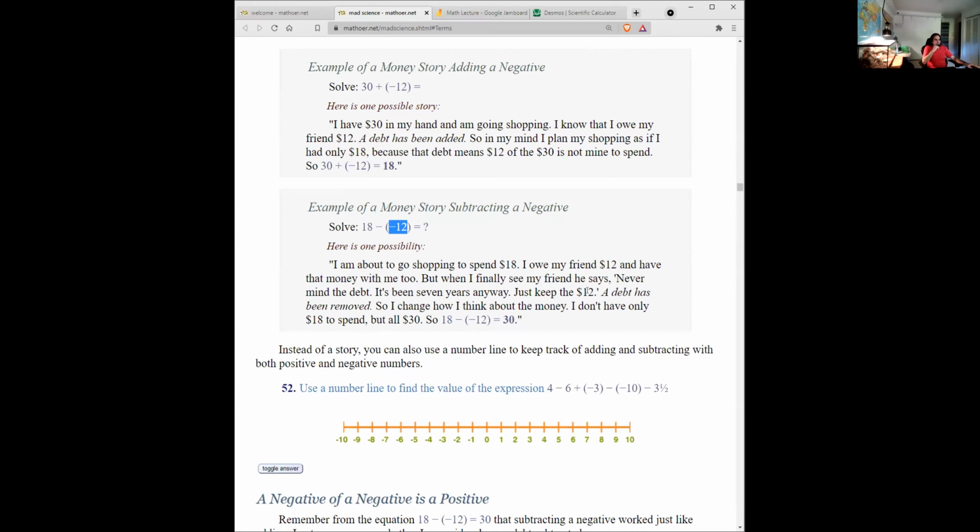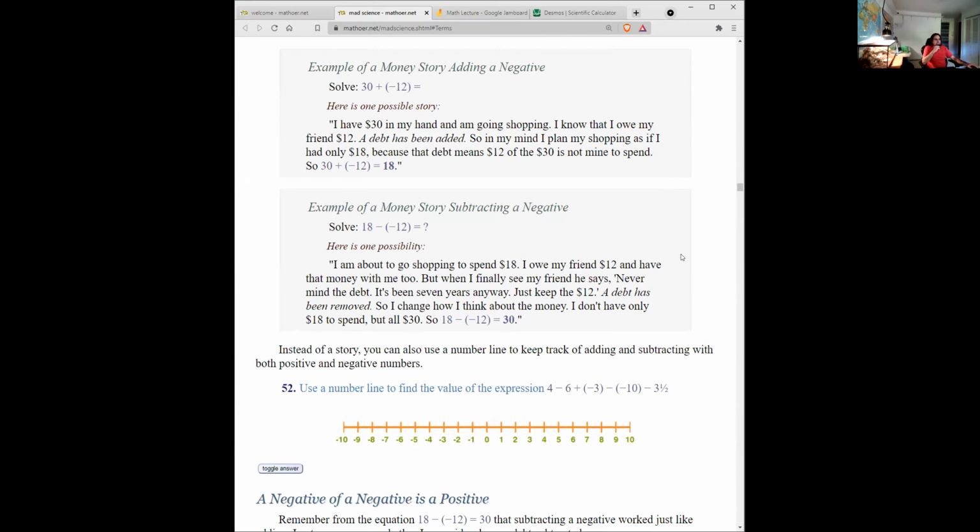So the $12 I've been carrying around in my wallet for almost a decade, now I get to spend it. So I have not only the $18 that I was ready to spend, but the $12 I had set aside, so I have $30 to spend. I'm canceling out a debt of $12, something like that.